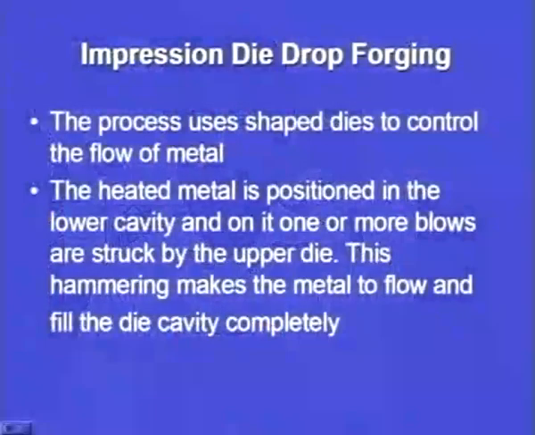This hammering makes the metal flow and fill the die cavity completely. Now, the shape that we want to make, the shape of the final product, has been exactly replicated in the form of the die. The die is made as an exact replica of the final product that we want to make.